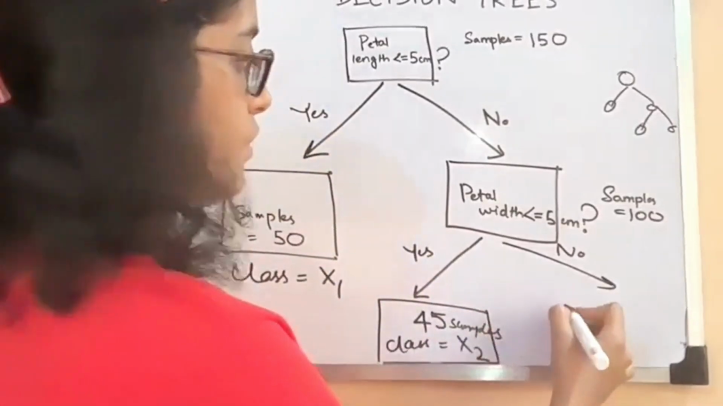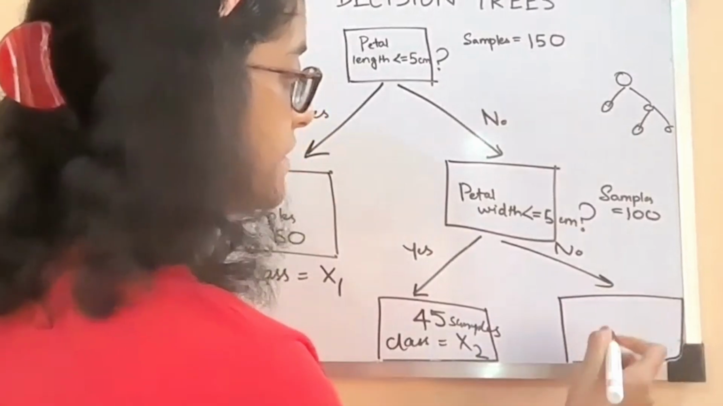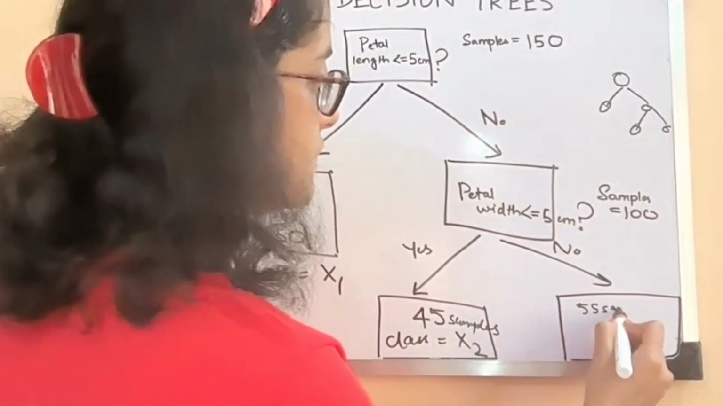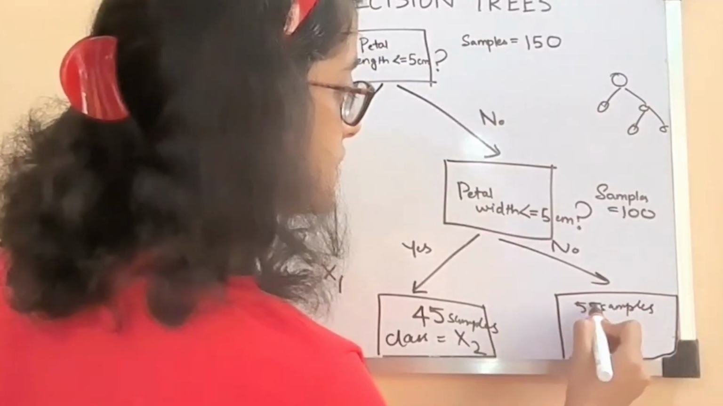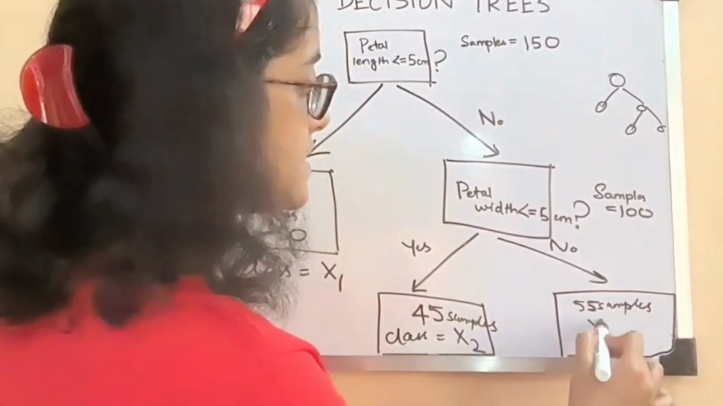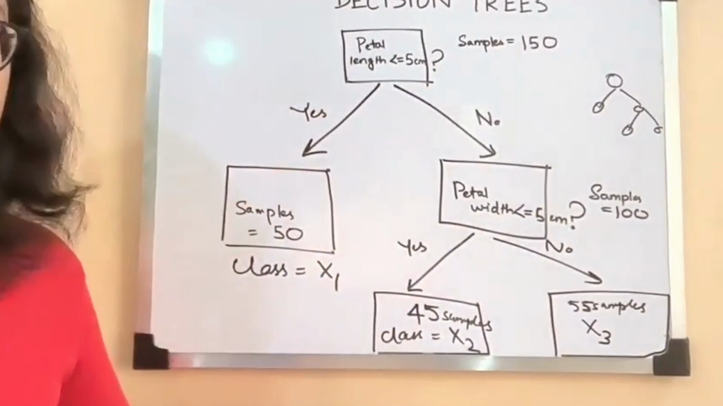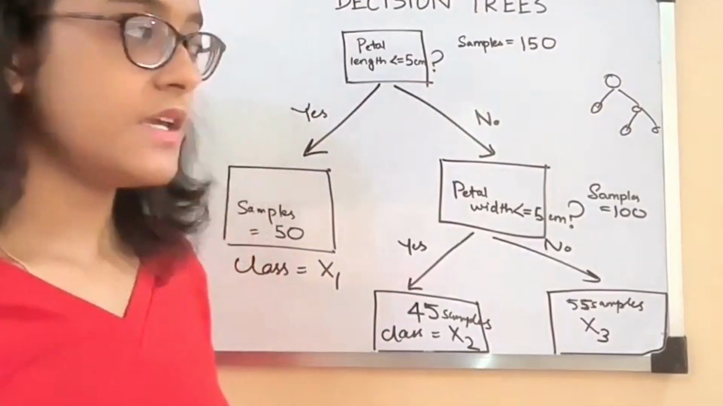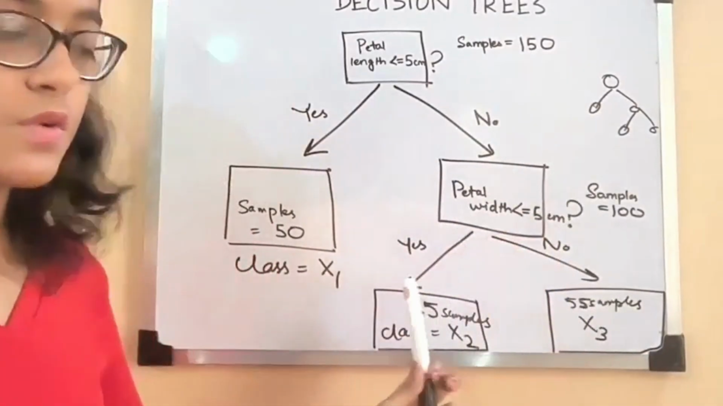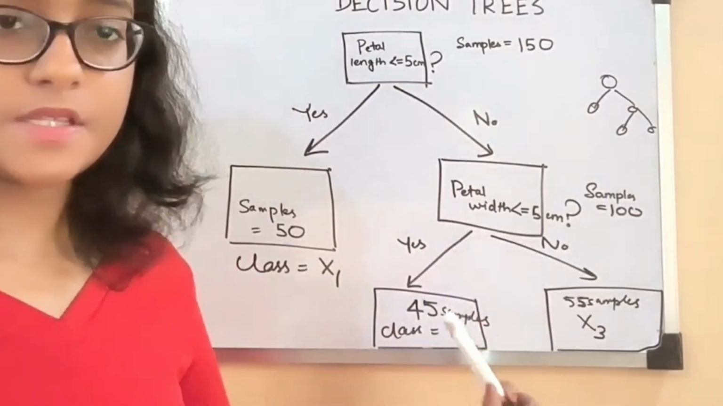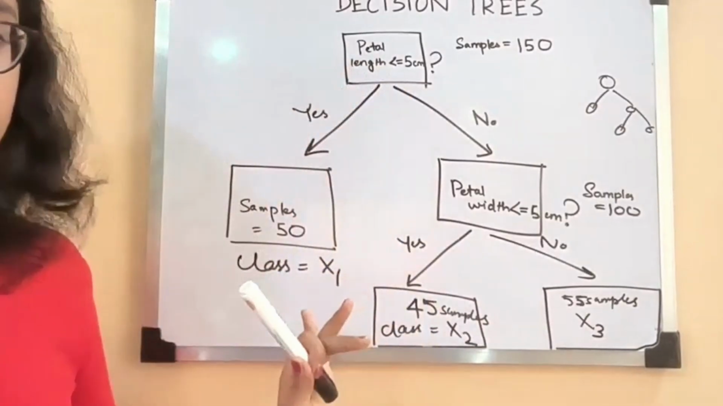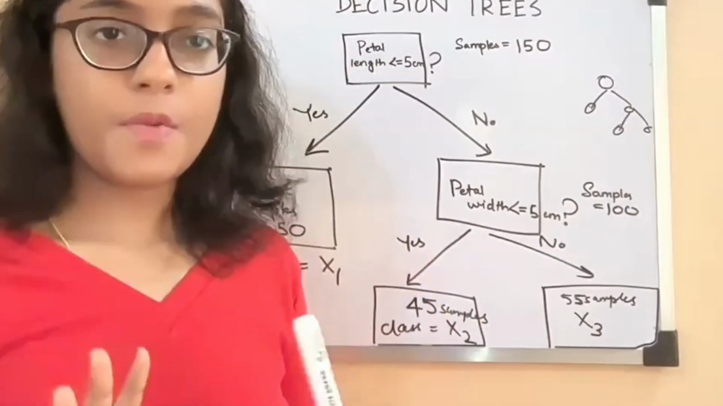And no. Well, how many are left? 55. So this is going to have 55 samples, and the class is going to be x3. Right? The total samples is 100: 45 samples here, 55 samples here. And we have now got ourselves a proper decision tree implementation.